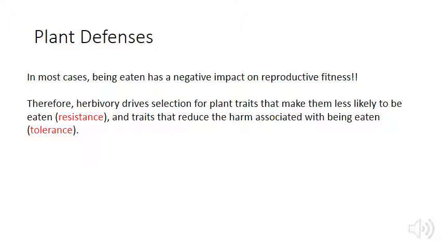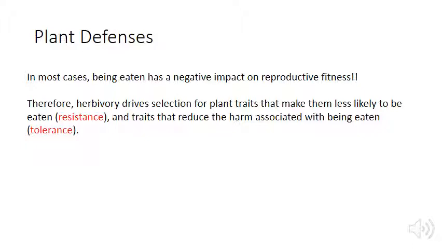So the first are resistance traits. These are traits that make plants less likely to be eaten. So things like morphological defenses, like thorns or a thick waxy cuticle. Chemical defenses are also resistance traits.